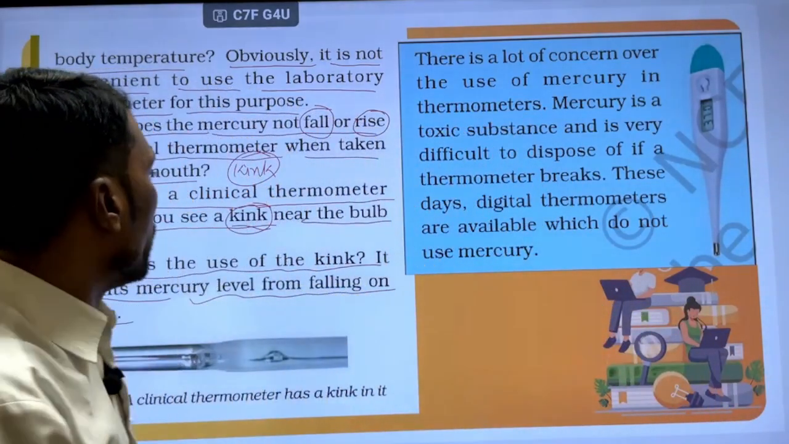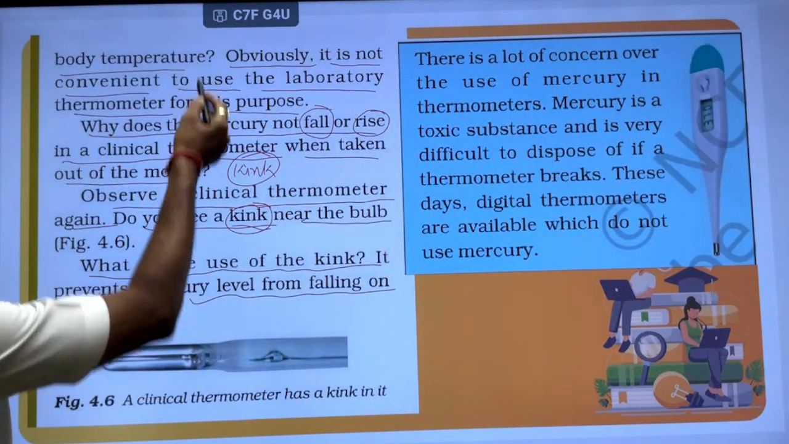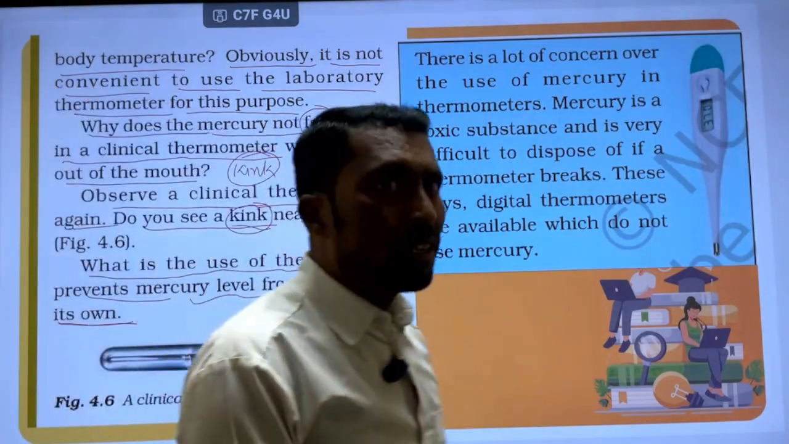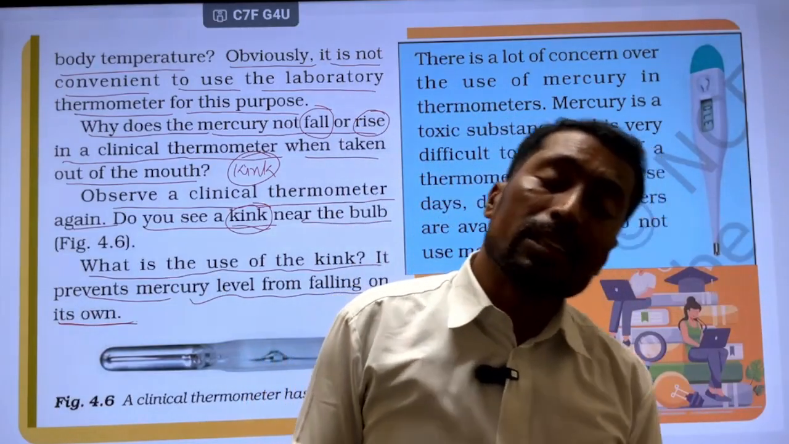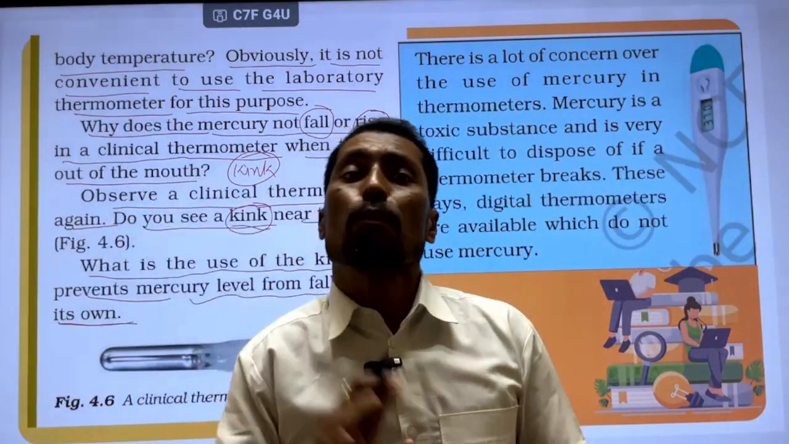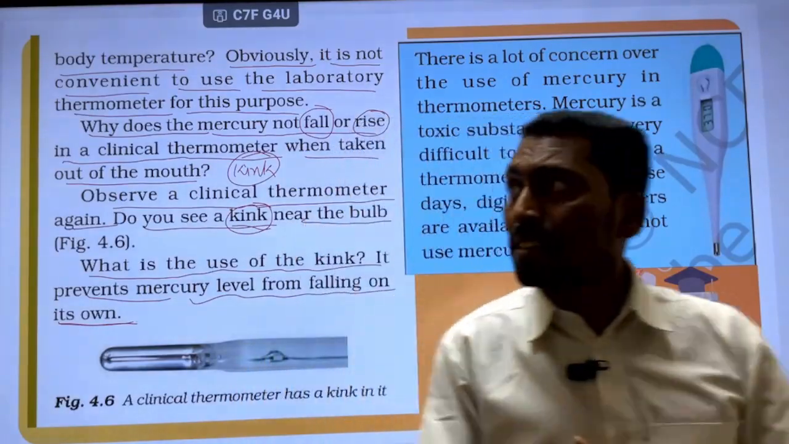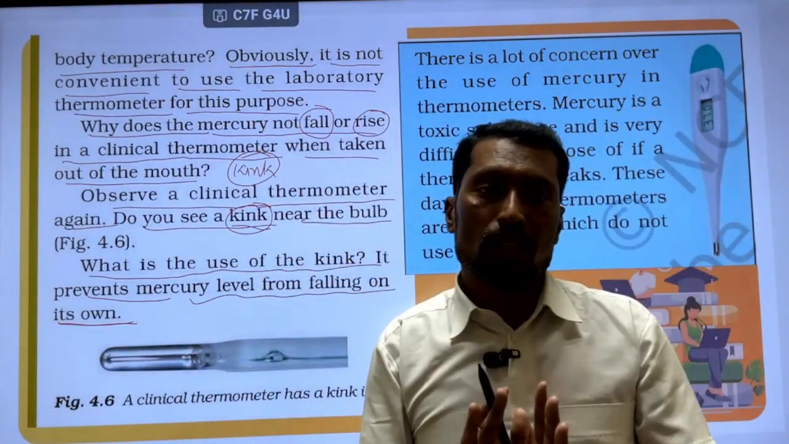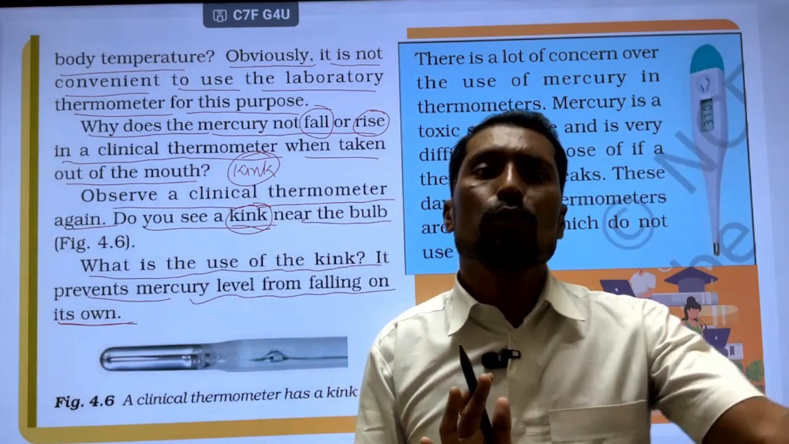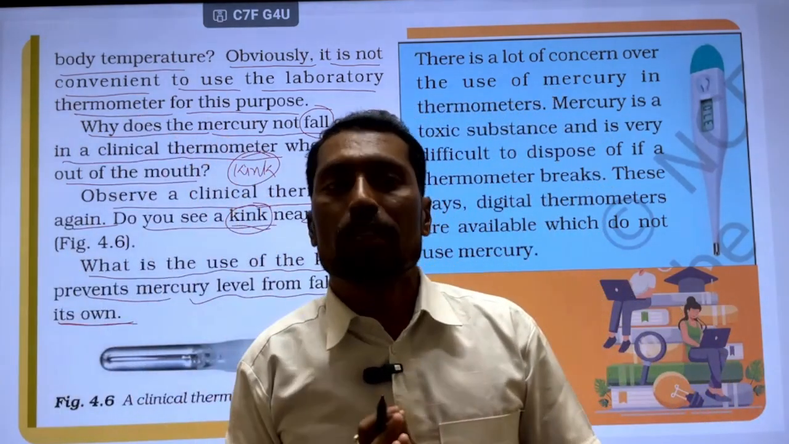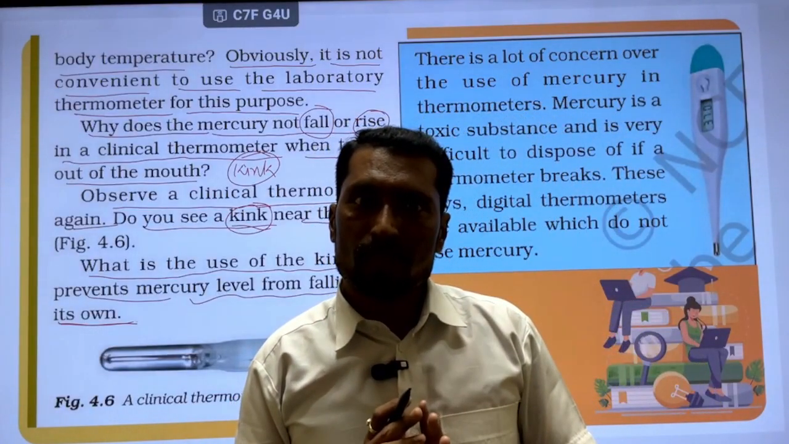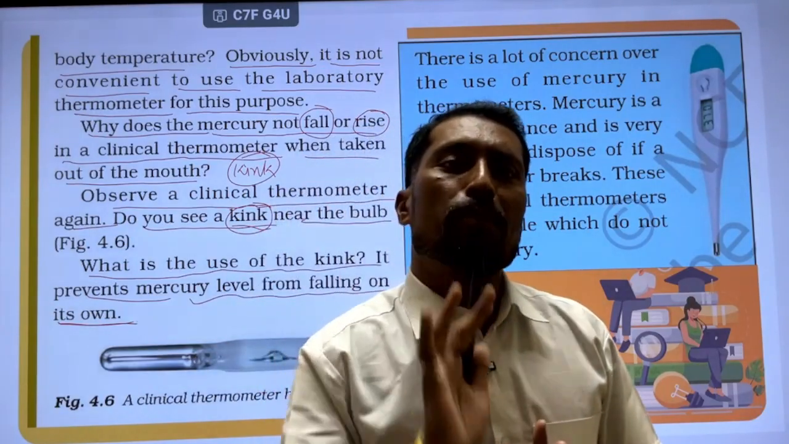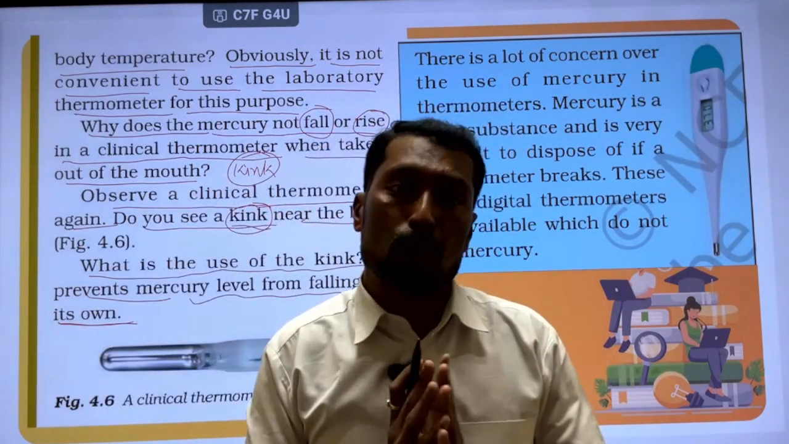So this only tells about why we use the laboratory thermometer, why we use the clinical thermometer, where we use the clinical thermometer, and where we use the laboratory thermometer. These concepts are to be shown: where we want to use the clinical, where we want to use the laboratory. So clinical is for measuring the body temperature only. The temperature of other objects can be measured with the help of a laboratory thermometer only.